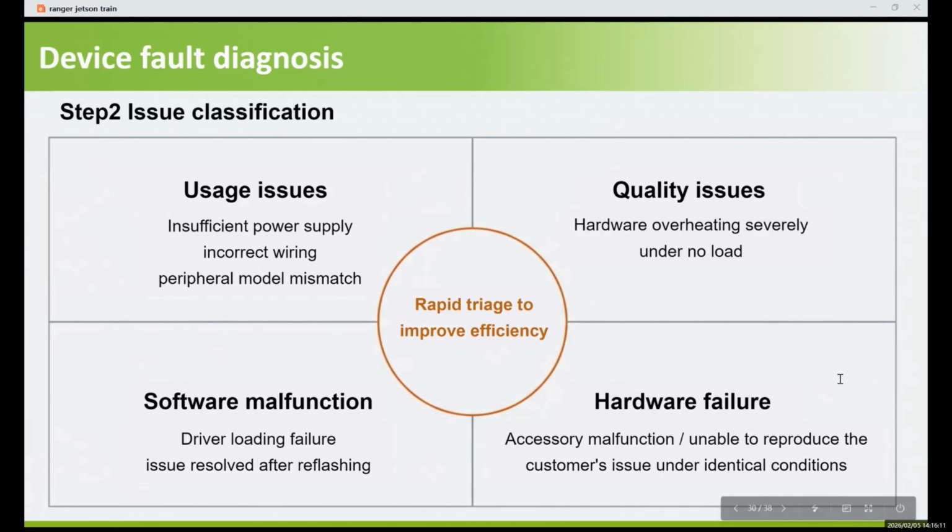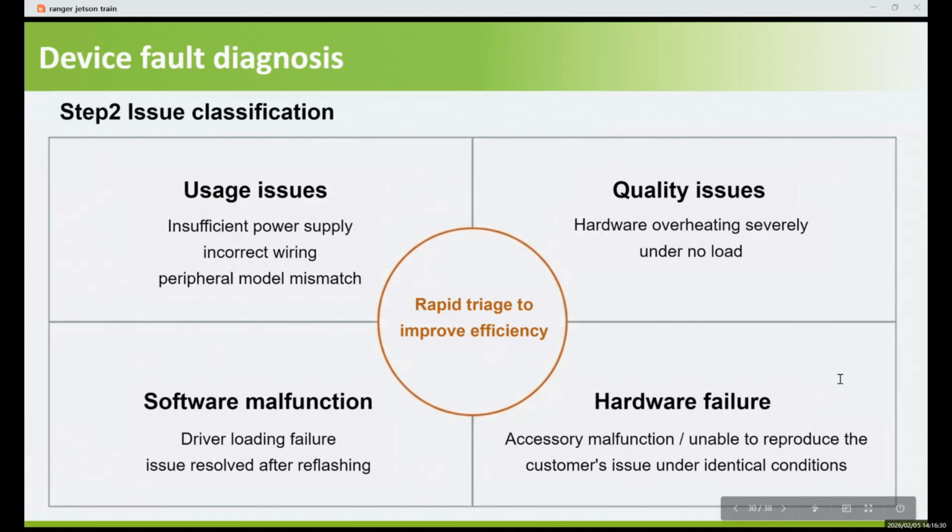Second is quality issues. For example, a customer complained about excessive fan noise on the reComputer device. The root cause was identified as uneven thermal paste application in a specific production batch, and the issue was later resolved through rework. Third is software issues.